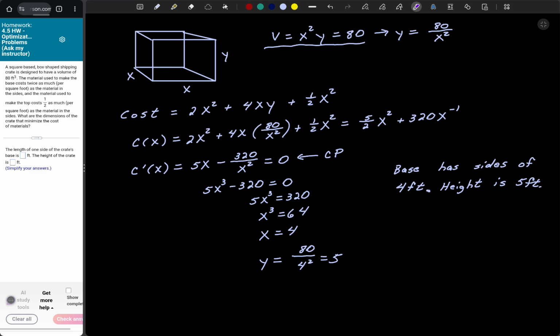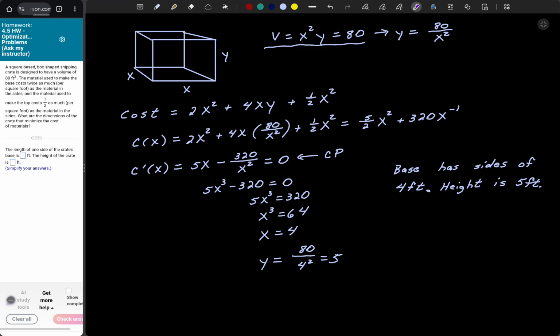So what this is telling me is that the minimum occurs when the base sides have a length of 4 feet. Now to solve for the corresponding height, you go back to the equation y is equal to 80 divided by 4 squared. That's 80 over 16, which gives 5, so the height of my box should be 5 feet. Okay, that's a pretty good problem.